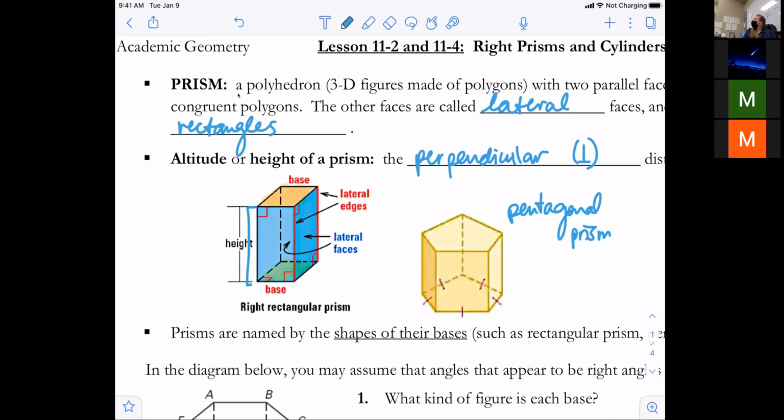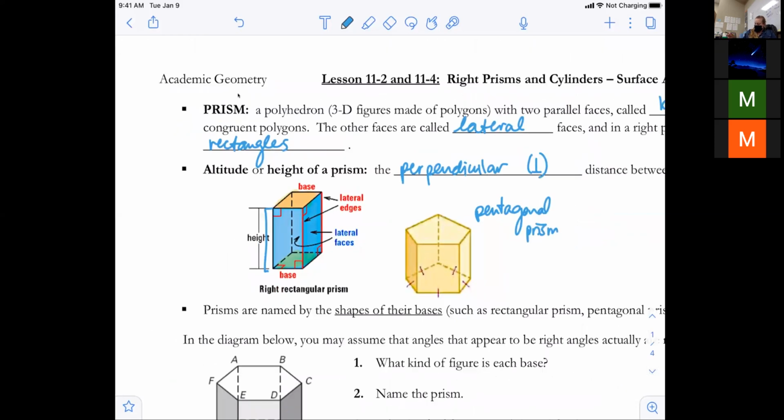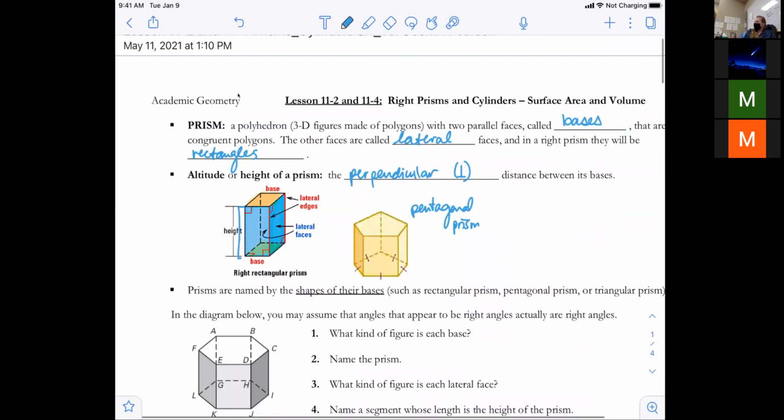Prisms are named by the shape of their bases. Like the first one, I said it's a square. I guess they decided that's a rectangle. So those bases are rectangles, hence it's called a rectangular prism. The second one had a pentagon as my base, so that's a pentagonal prism. The other common one we do is a triangular prism, and we'll do an example of that in a second.